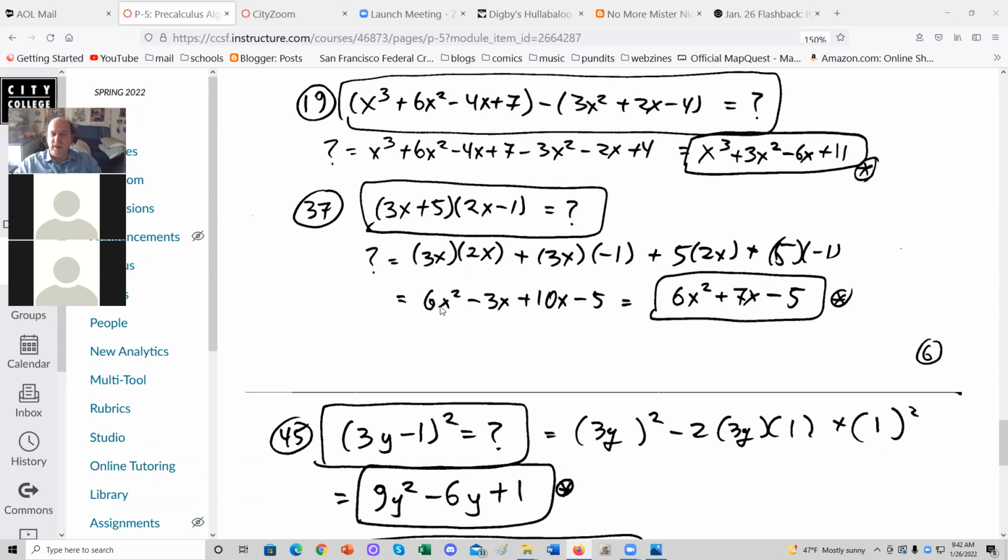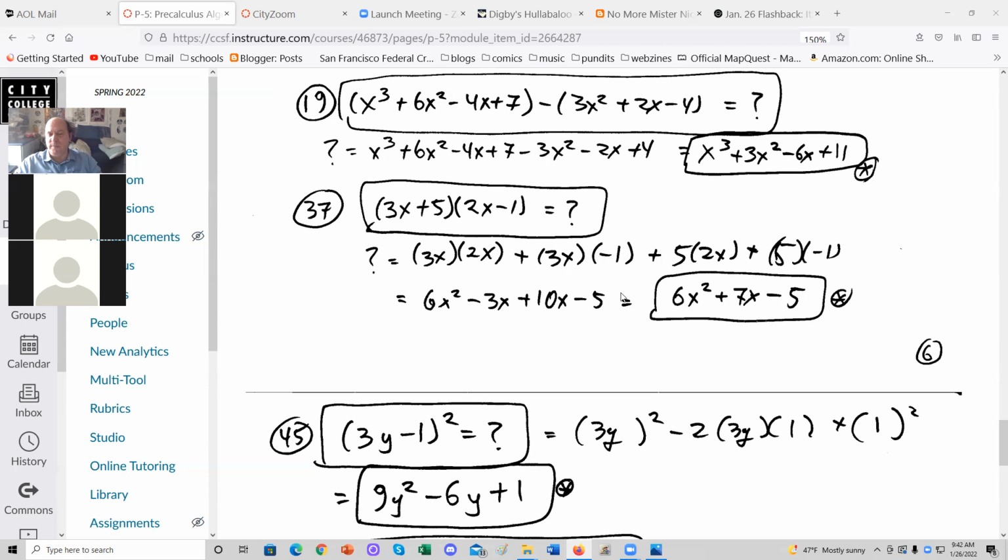So these come out to 6x squared. These come out to minus 3x. These come out to 10x. This comes out to minus 5. And these are the only like terms needing combining, which minus 3x plus 10x makes a 7x. So you get 6x squared plus 7x minus 5.